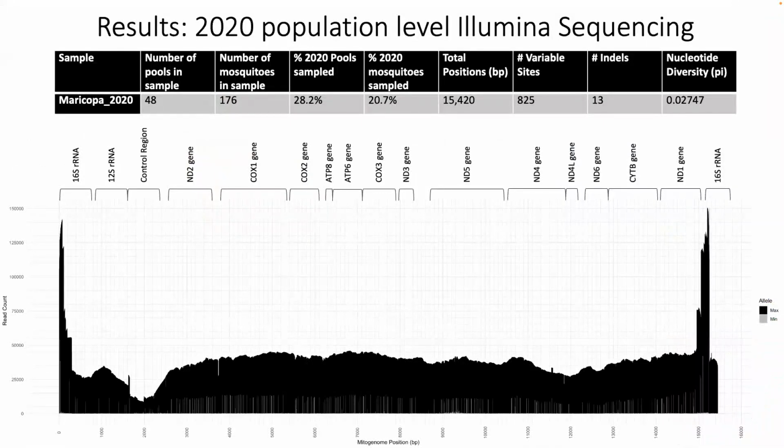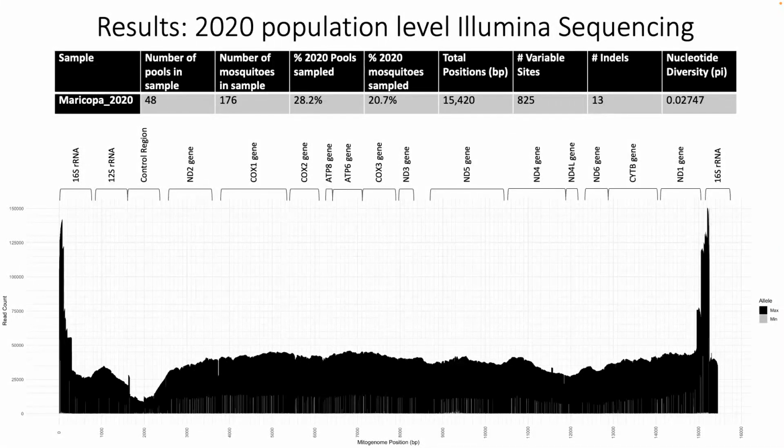And so when we applied this methodology to a population of mosquitoes in 2020, we took a subsample of our 2020 sampling and then took 48 of those subsamples, pooled them together, and so that made a larger pool of 176 mosquitoes. We were able to identify 825 variable sites. And so if we look down on this plot, we have our mitogenome position in base pairs on our x-axis from 0 to 15,500 base pairs, and then our read counts on our y-axis. And we have our max allele frequency in the black and our minimum allele frequency in the gray.